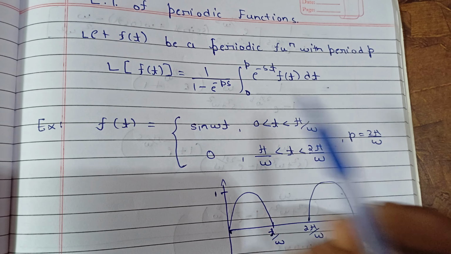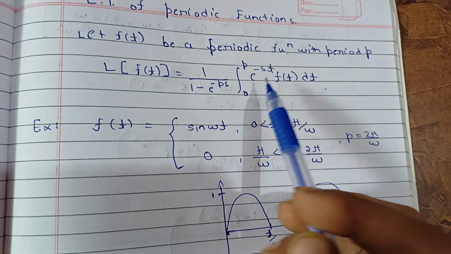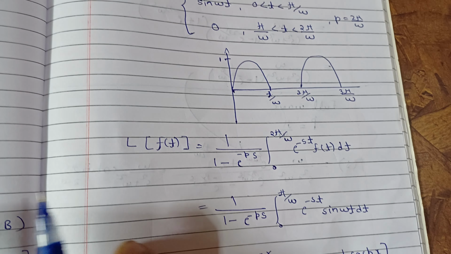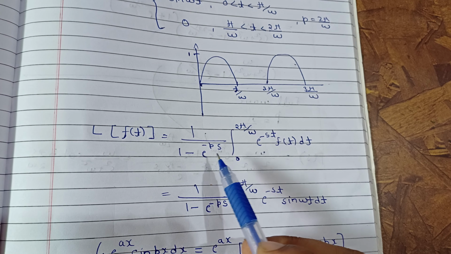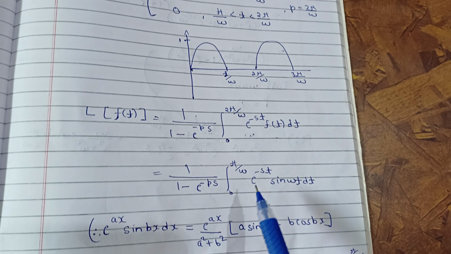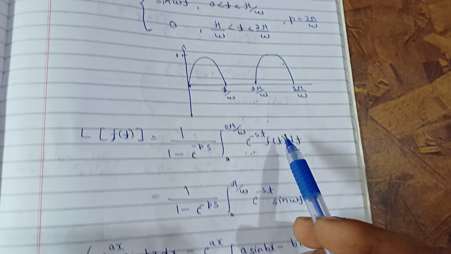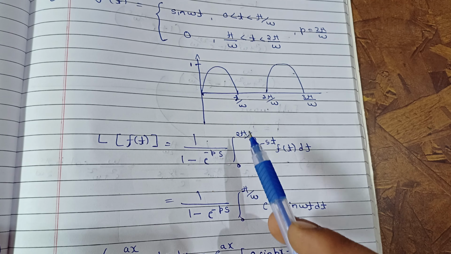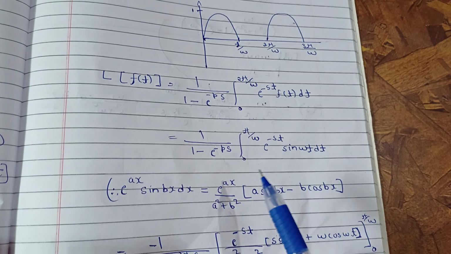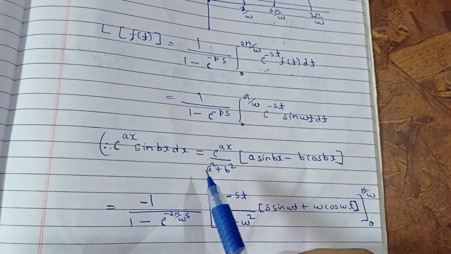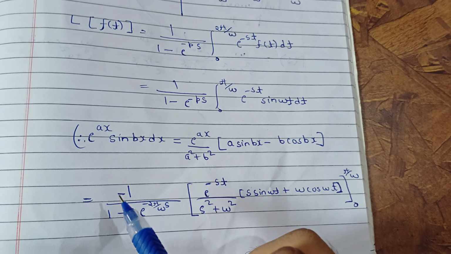So in place of p, we'll write 2 pi by omega, and we'll just integrate this, and that will give us the Laplace transform of this periodic function. So 1 upon 1 minus e to the minus ps, this is the formula. In place of f(t), we'll write sin omega t, and the limit will change to 0 to pi by omega, because from pi by omega onward it is 0. Now here we will use this identity. We already know this identity. You must remember these formulas.